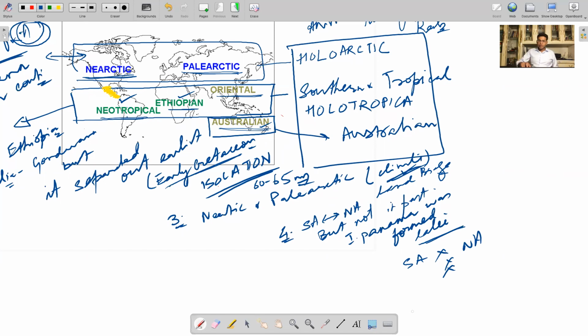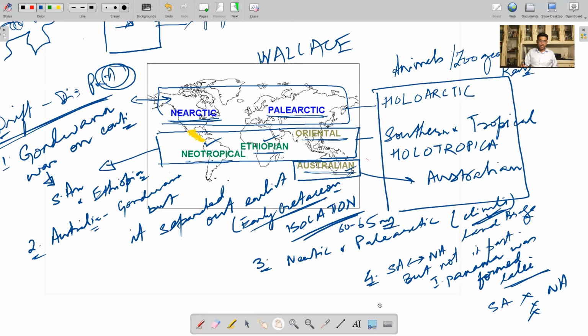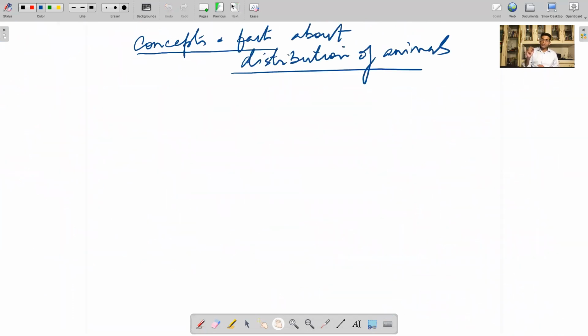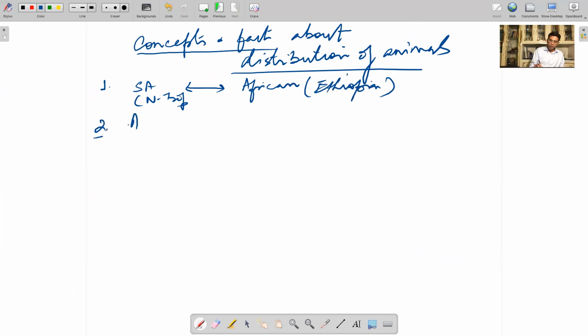So this is the basis of a lot of concepts you talk about in the distribution of plants and animals, in particular the animals. Now this is what we can sum up if I look at the next page. We're talking about concepts and facts of distribution, I said. So I'm summing up here. One, I said, is South America, which is neotropical, with a lot of similarity with Africa, also called Ethiopian.